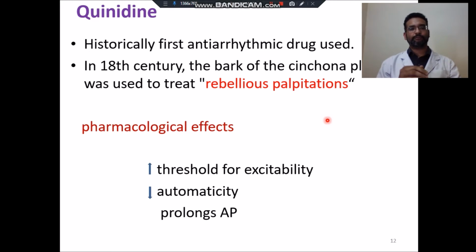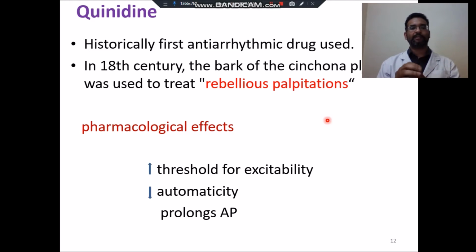So quinidine was one of the first antiarrhythmic drugs. It was used to treat rebellious palpitation. Whenever the heart rate is increased to a higher rate, the patient feels as if the heart is thumping from inside. He can actually feel the sound and it's quite uncomfortable for the patient. That's called palpitation. So a severe form of palpitation is called rebellious palpitation.